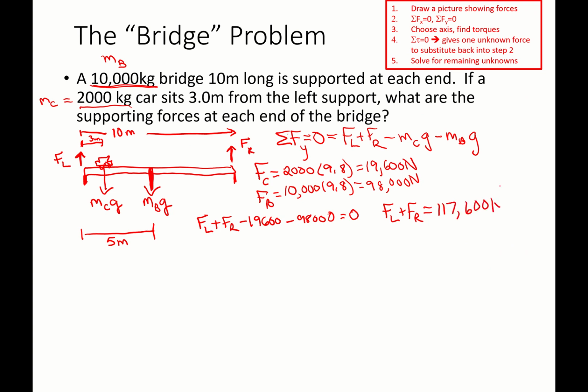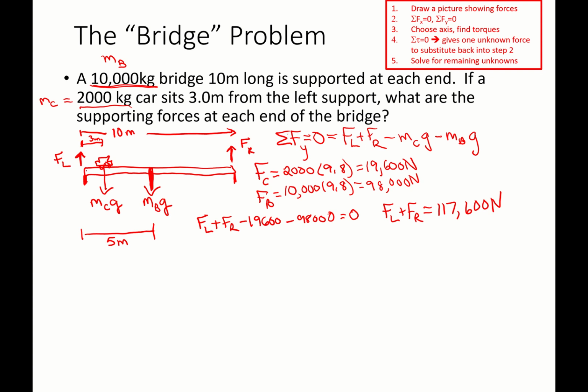Newtons. Okay, so how am I going to find it? Well, I've got two unknowns, the force left and force right, so I need two equations. And the only other equation we have for a one-dimensional problem is the torque equation. So what am I going to do? Well, I'm going to have to choose an axis. I'm going to choose my axis at a location where I have an unknown force. So the two unknown forces are left and right.